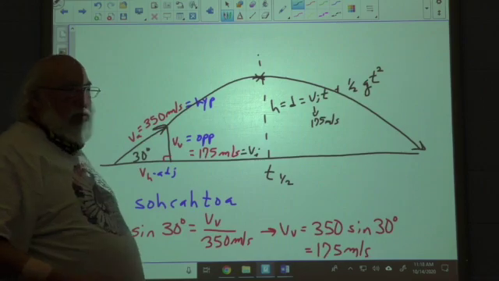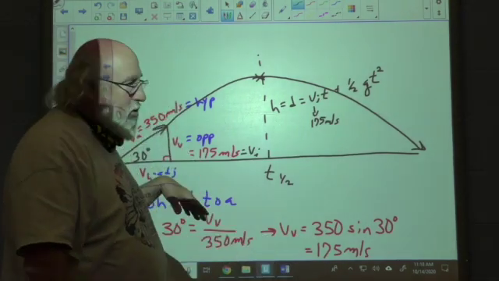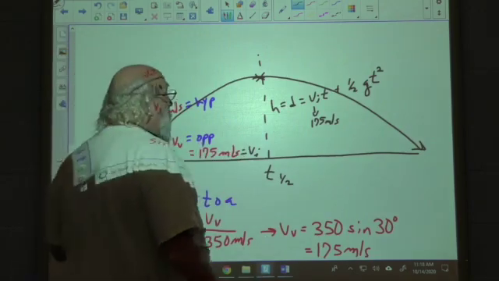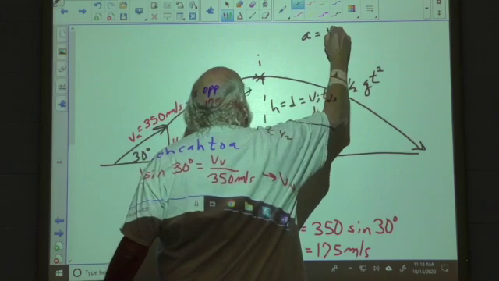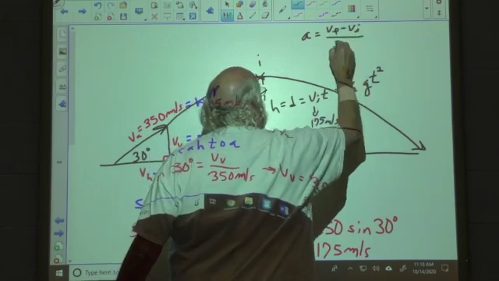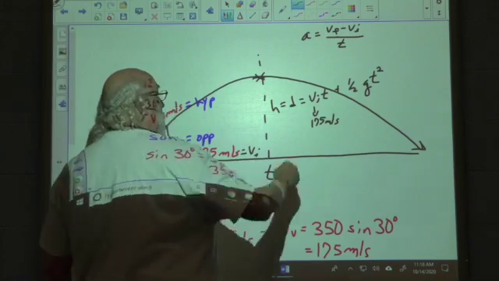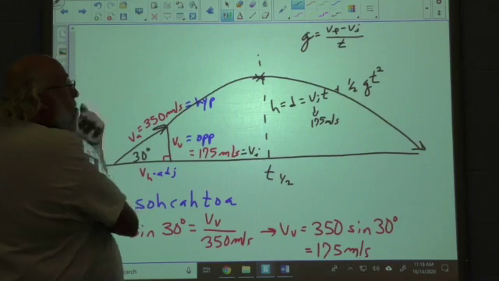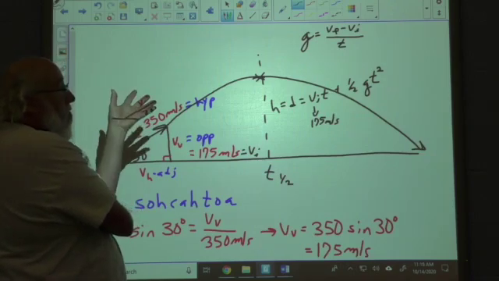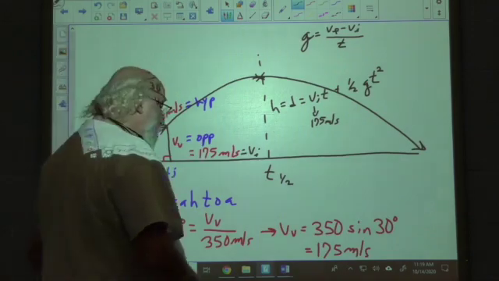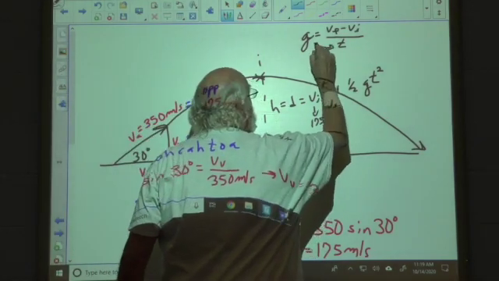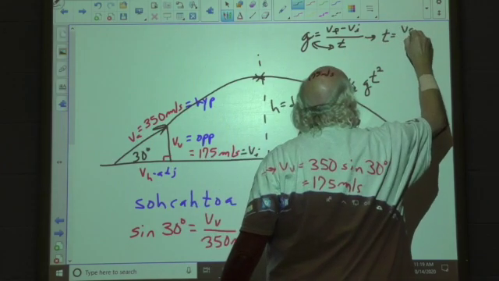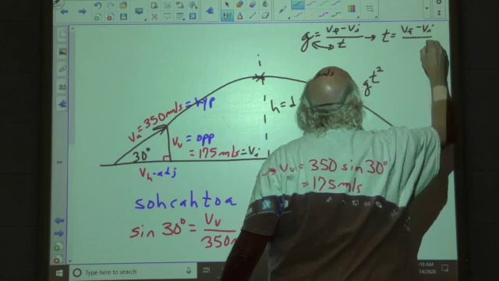This is one of those scenarios where we're going to have to use another formula to get that piece of information, but that is basically going to come from the definition of acceleration. Acceleration is defined as vf minus vi over t, and in this case, acceleration is g. So we want to rewrite this so that t is by itself. We're going to flip-flop the g and the t, and this is going to be t equals vf minus vi over g.